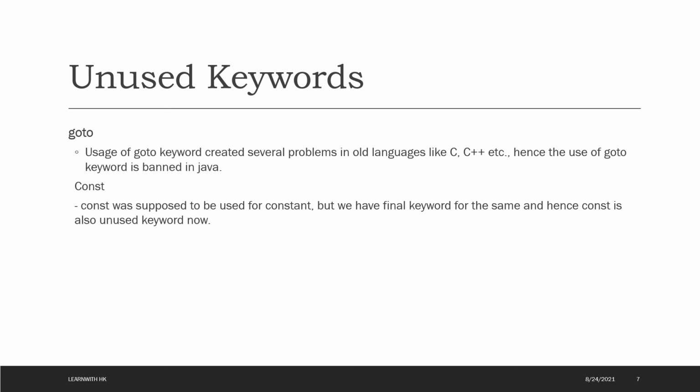Okay, then the second one is const. The purpose of const is to define something as a constant, but for defining something as a constant we already have another keyword in our Java program, that is final. So that's why this also became one of the unused keywords and is no longer actively used nowadays.